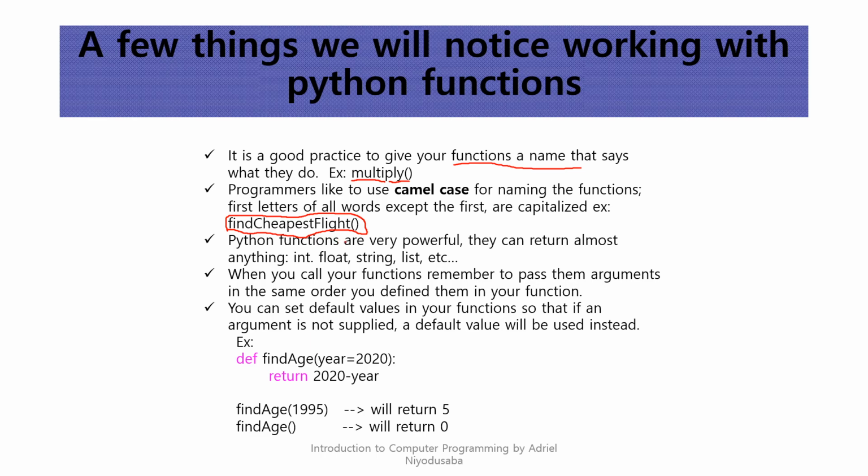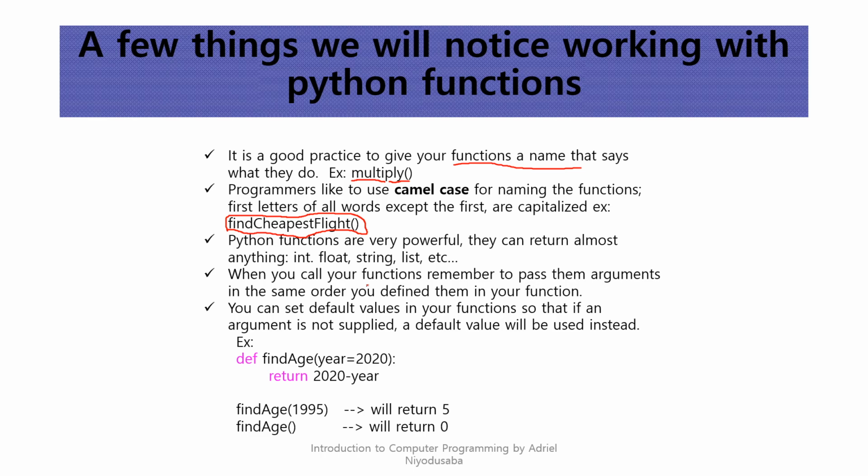Python functions are also very powerful. They can return almost anything: integers, floats, strings, lists. And because Python is such a dynamically typed language, we don't need to specify what type of data our functions will return when we make them. In other languages like Java or C++, you actually need to say, okay, this function will return an integer. This function will always return a string, something like that. In Python, you just write your function, and you're good to go. Okay.